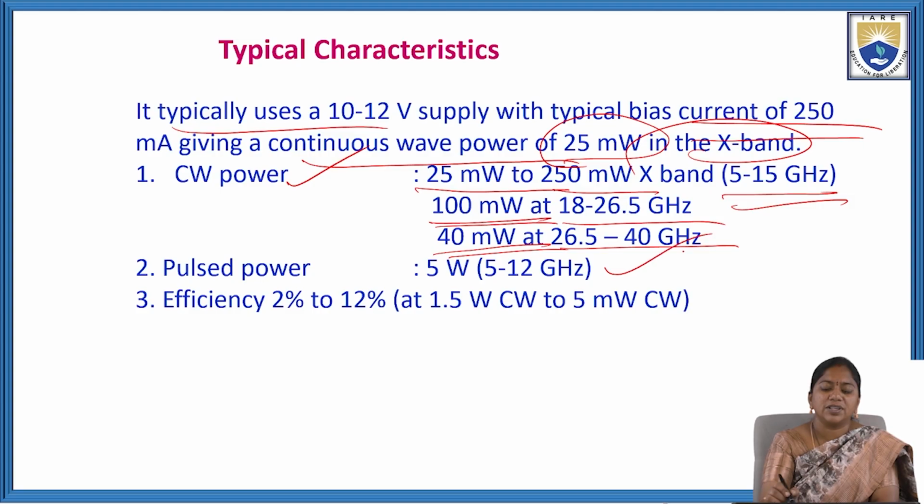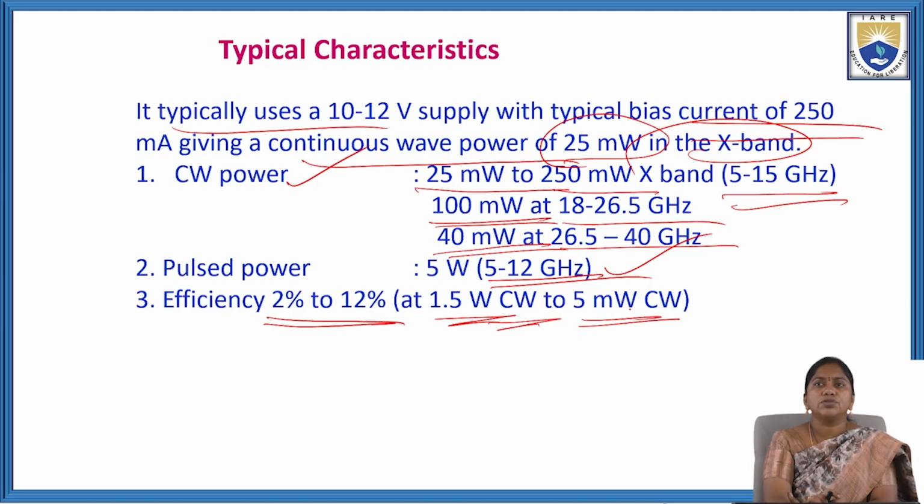The pulsed power is 5 watts. The frequency range is 5 to 12 gigahertz. The efficiency is 2% to 12% at 1.5 watts continuous wave to 5 milliwatts continuous wave power.